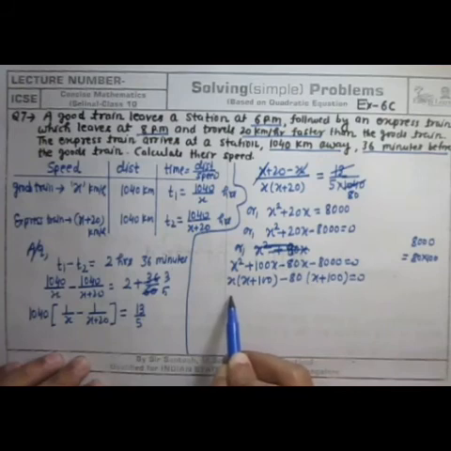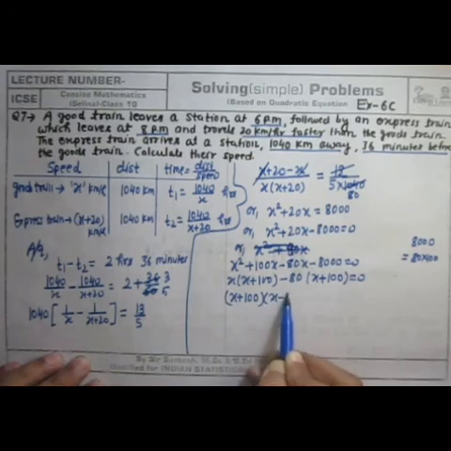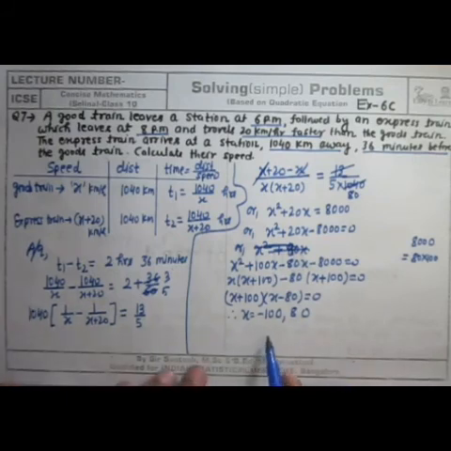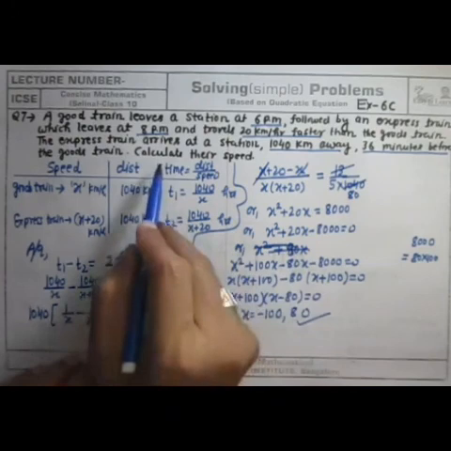So (x + 100)(x - 80) = 0. From here you will get x = -100, and from here you will get x = 80. Now the negative value we can reject, so this is the acceptable value.